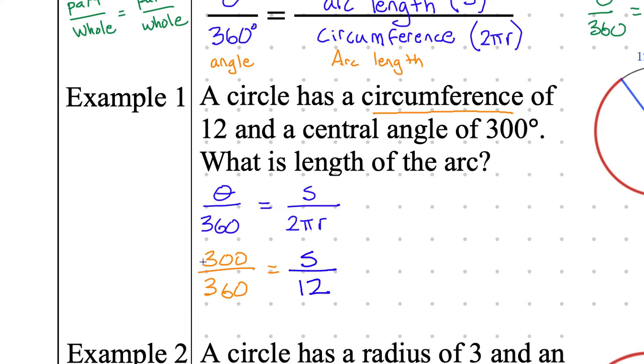All right, and then we solve. We need to solve for S. We're trying to find the arc length. Notice that we only have one variable, which means we're in Algebra 1. One variable. We can solve for that. How do I solve whenever I have a fraction equal to a fraction? Quiet raised hand.